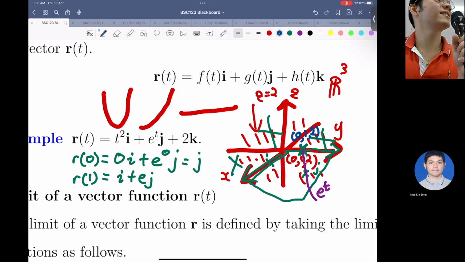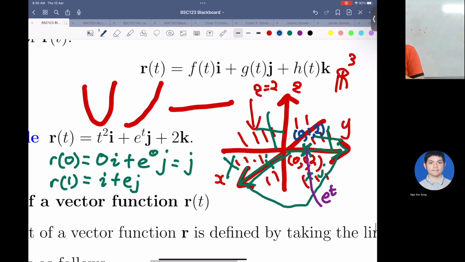Is this a 2D shape? Yes, this is a 2D shape, because they fixed the Z component already. So you are not moving up and down. So you lie on the XY plane. So it's 2D.